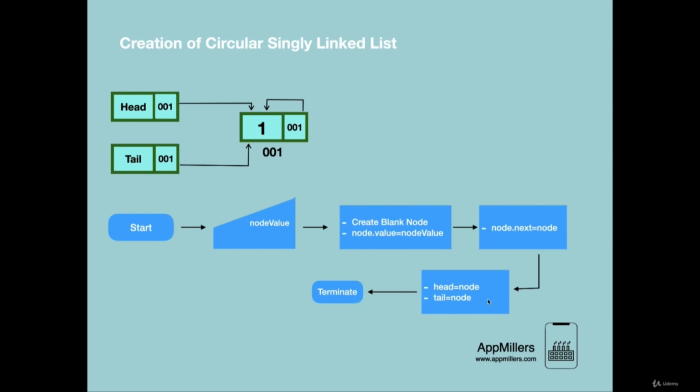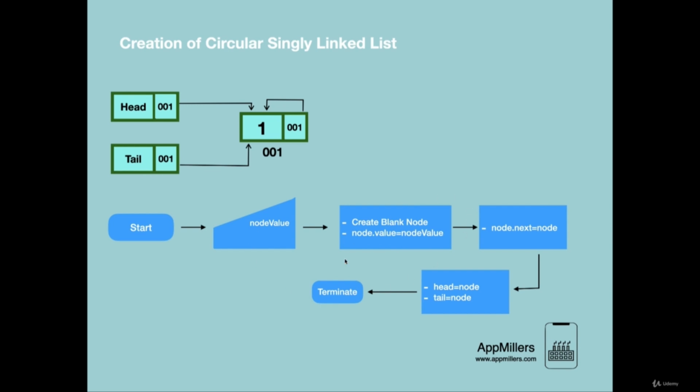Then the next operation is setting head to this node and tail to this node. As you see, the reference of head over here is 001 and the reference of tail over here is 001, which means that both head and tail reference this node, because we have only one node in our circular single linked list. So from this graph, we can understand the algorithm of creation of circular single linked list. Now let's use this algorithm and create a method in Python.